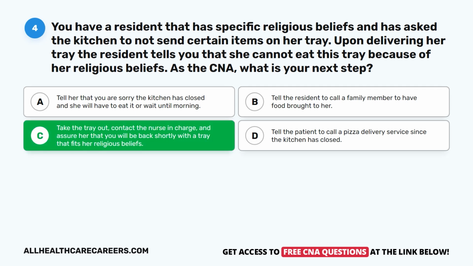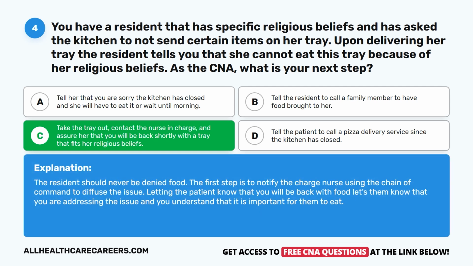The correct answer is C. Take the tray out, contact the nurse in charge, and assure her that you will be back shortly with a tray that fits her religious beliefs. The resident should never be denied food. The first step is to notify the charge nurse using the chain of command to diffuse the issue. Letting the patient know that you will be back with food lets them know that you are addressing the issue and you understand that it is important for them to eat.